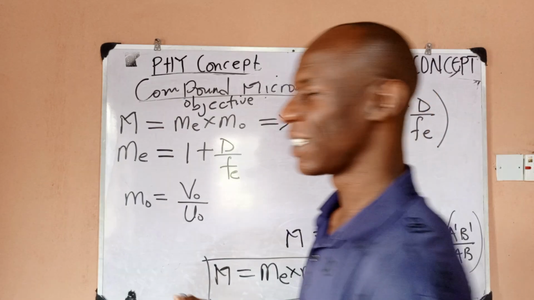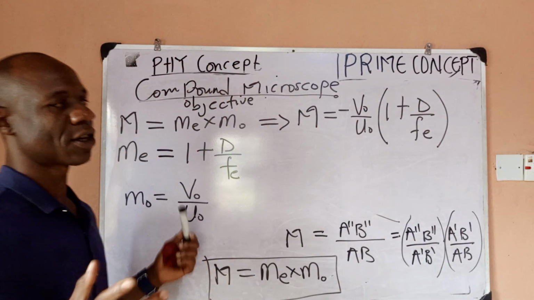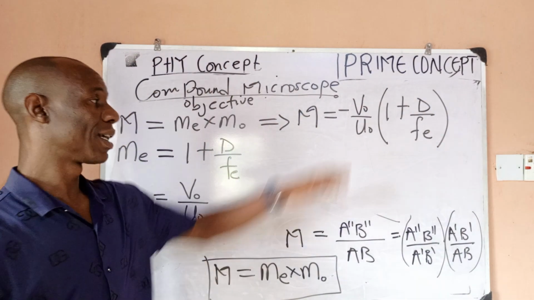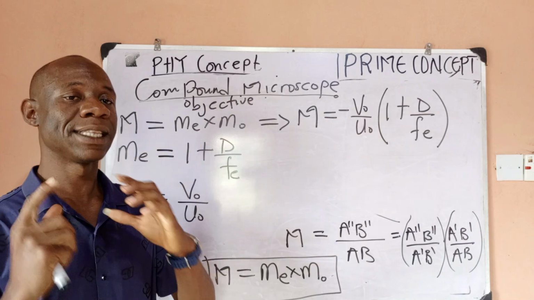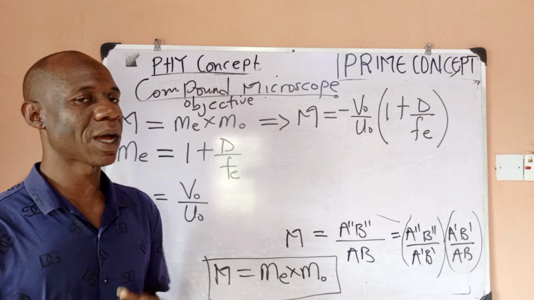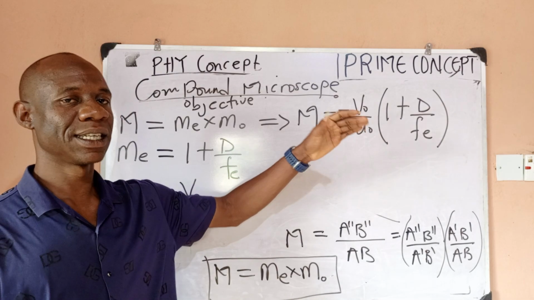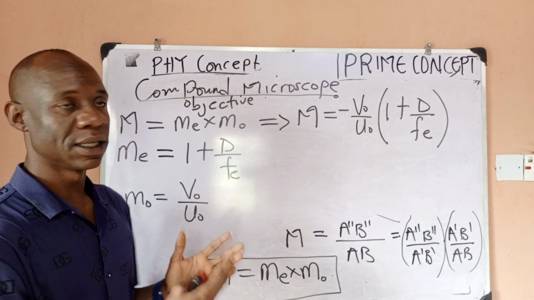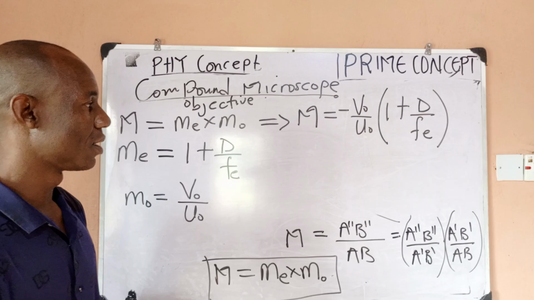So why is the negative sign there? Very correct. You're very correct. The negative sign is there to tell us that the final image of our compound microscope is what? Virtual. So that is why we're inserting the negative sign. The final image, like we saw in the diagram, is virtual, right?